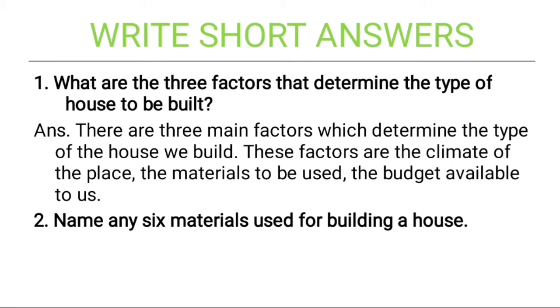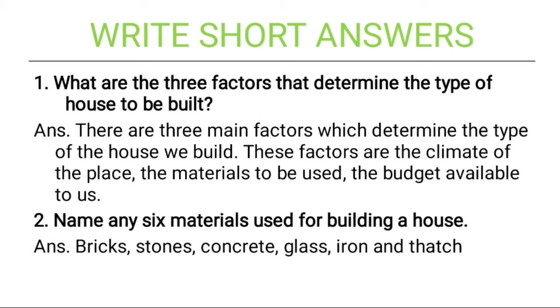Second question. Name any 6 materials used for building a house. You can write bricks, stones, concrete, glass, iron and thatch. These are the 6 materials that are used for building a house. Of course there are others also, but they have asked to mention only 6 materials. So you will mention 6. You can take any 6 materials and write them. Of course they should be used for building a house.